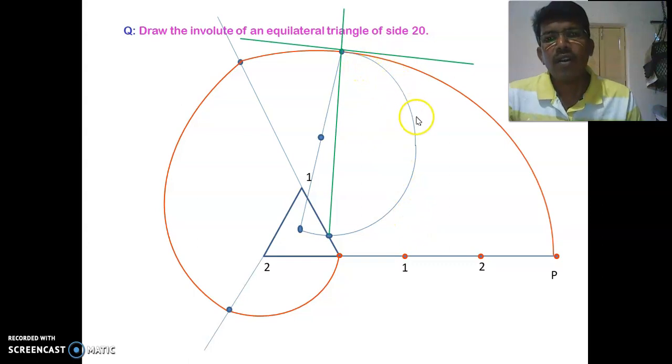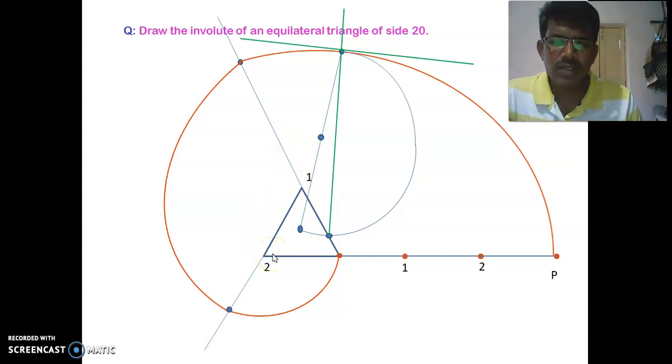That was the construction of the involute, tangent and normal in this video. Practice well, and all the different shapes are constructed in the same manner, whether it is a square, a pentagon, or a hexagon. Whatever the number of sides, take the perimeter and divide it into the same number of equal divisions as the sides of the polygon, and follow the procedure in the same manner.